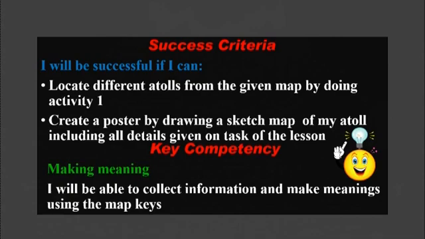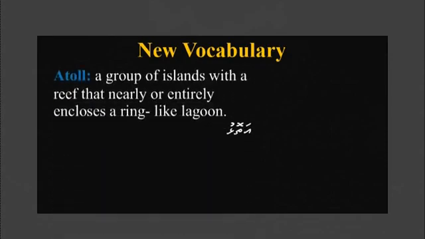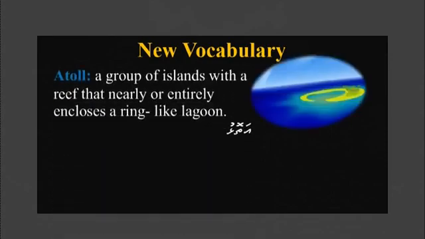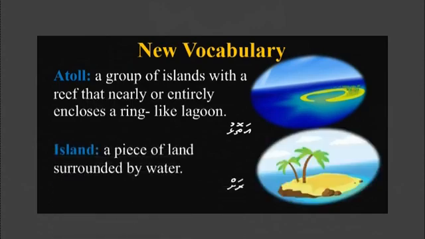Here are some words that you might not be familiar with, but some students might know. Let's see the new vocabulary. Atoll, a group of islands with a reef that nearly or entirely encloses a ring-like lagoon. The Divehi name for atoll is atoll. Island, a piece of land surrounded by water. The Divehi name for island is Ra.